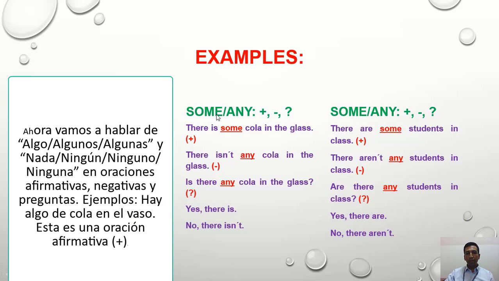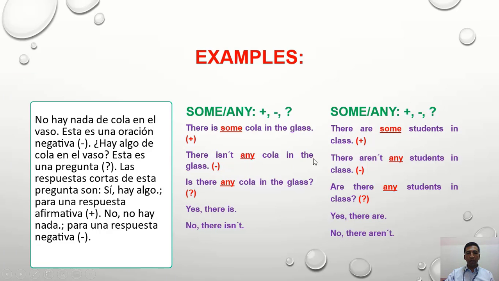Now let's study about some and any for positive, negative, and questions. Here we have some examples. There is some cola in the glass. This is positive. There isn't any cola in the glass. This is negative. And here we have, is there any cola in the glass? This is the question. Here we have the answers, short answers. Yes, there is for positive or affirmative, and no, there isn't for negative.